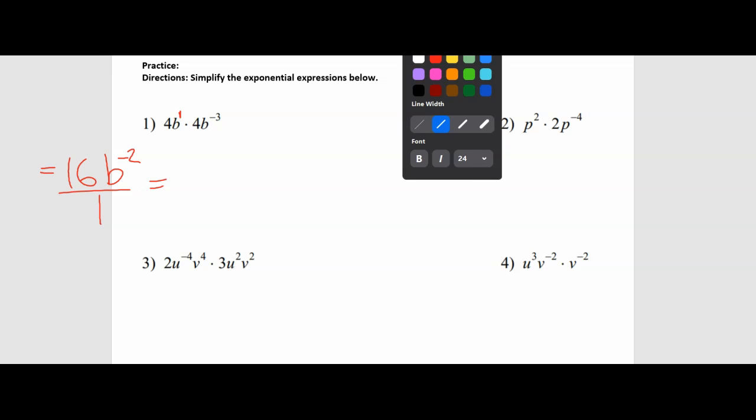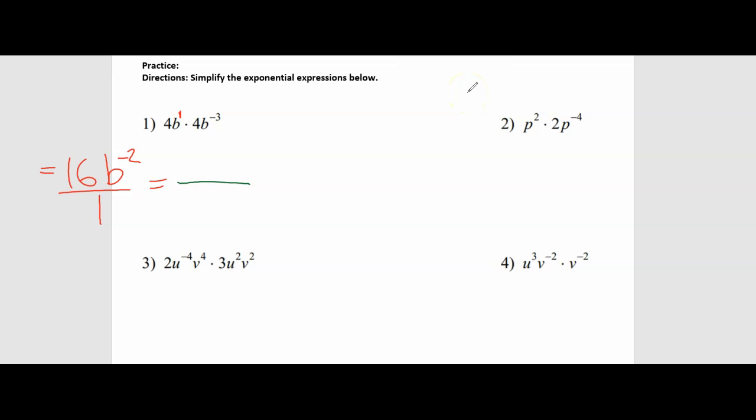Now we need to think, okay, does the 16 stay or does it go to the denominator? Well, the exponent on the 16 is just 1, so it's positive, it's going to stay where it's at. The b, though, has to jump to the denominator because the exponent is negative. So if I move it to the denominator and I make the exponent positive, there's my answer, 16 divided by b squared. This is what I think is the easiest way. Now I'm going to show you the other way that you could do it, and then you can decide which way is easier.